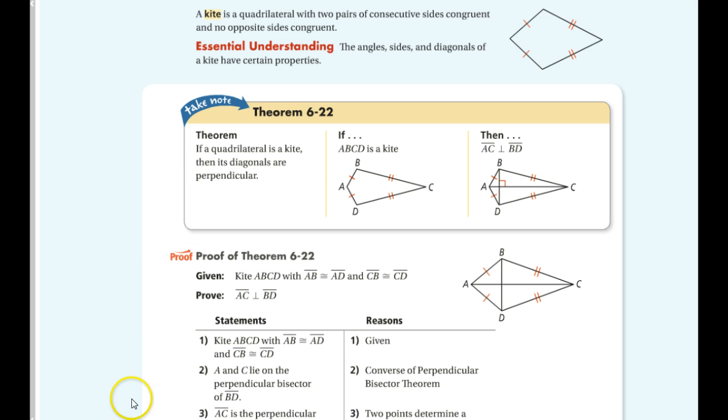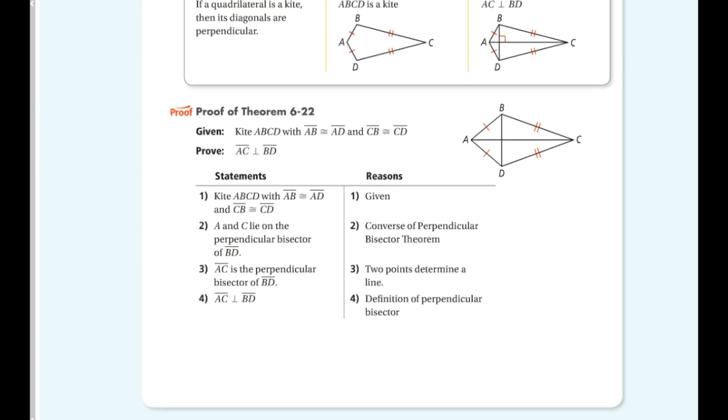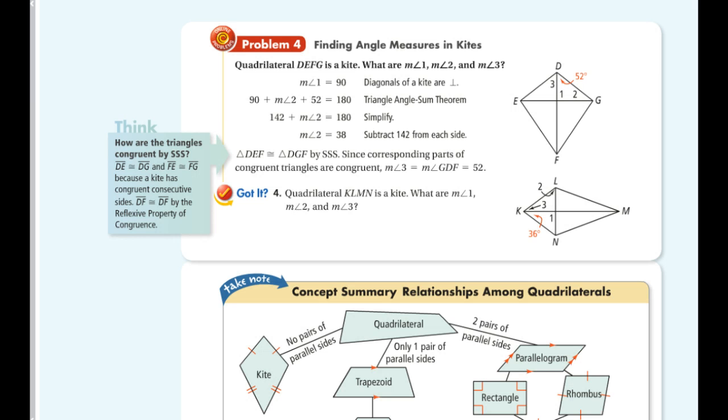So that defines what a kite is. Now we're going to talk a little bit about a condition of a kite, and that is if we know we have a kite, if a quadrilateral is a kite, then its diagonals are perpendicular. The diagonals would be coming from here and then here, and they are perpendicular to each other. That's theorem 6-22. Okay, so the next section here has to do with proving that. We won't worry about that right now. We just want to know how to work a problem using kites.